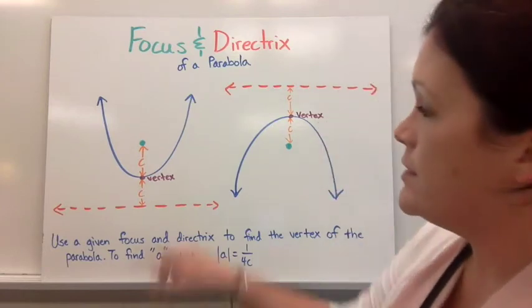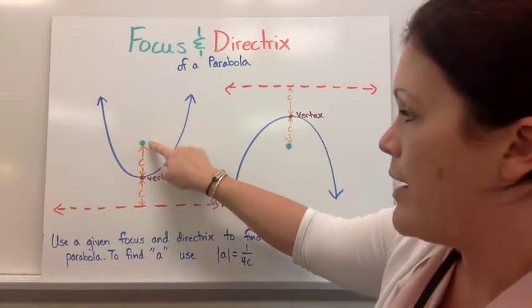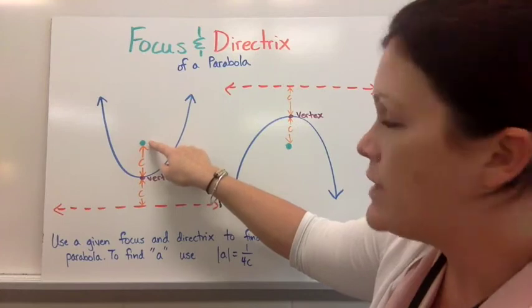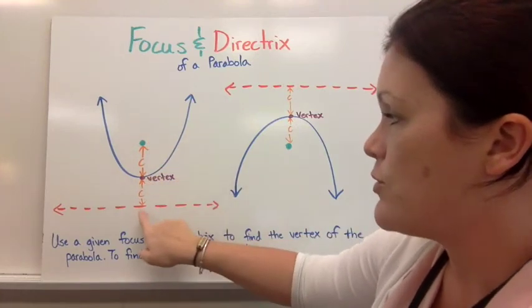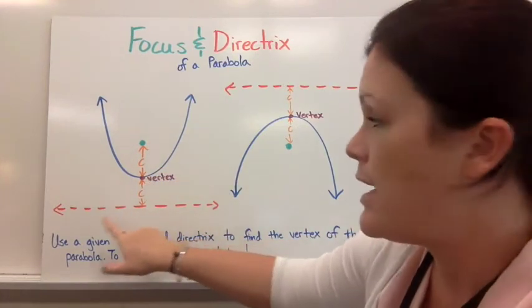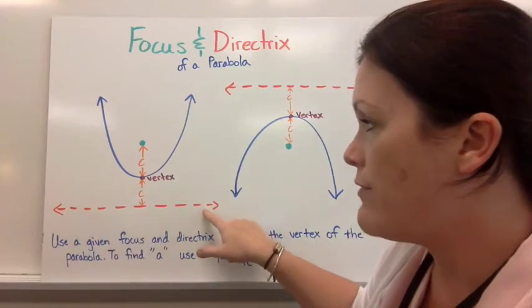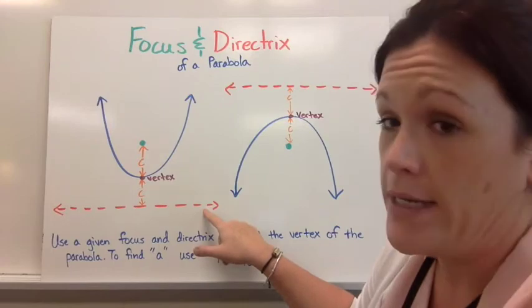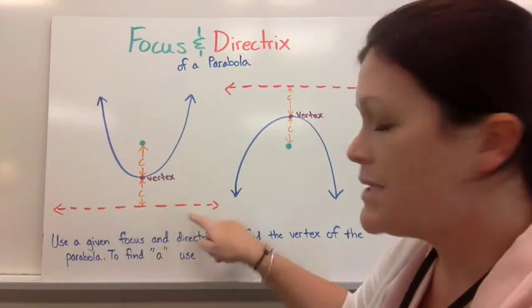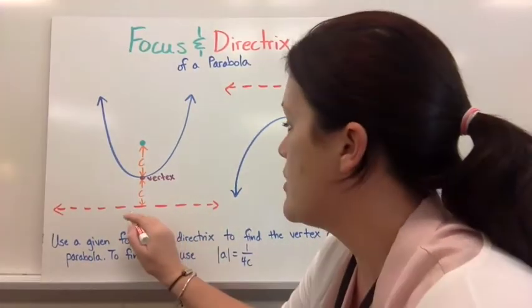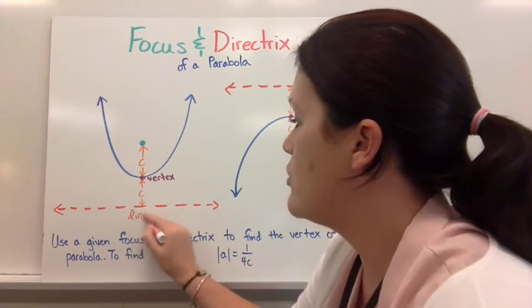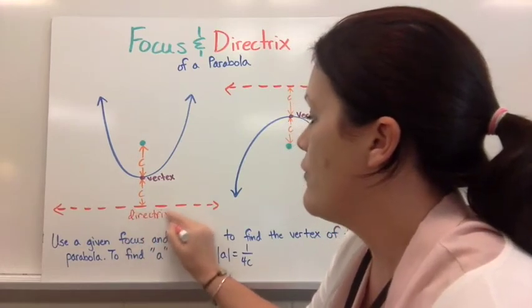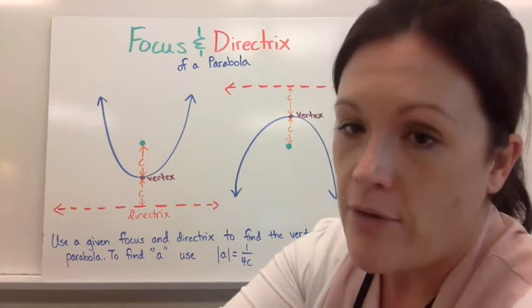Your focus is a point that's inside the parabola and it's equidistant from your vertex as your directrix. So your directrix is a line. Again, we normally don't graph these because it's kind of imaginary, but it always exists with our parabola if we need it. So directrix is a line. Let me write that in here, that I have in red. Your focus is the little dot that I have right there in green.